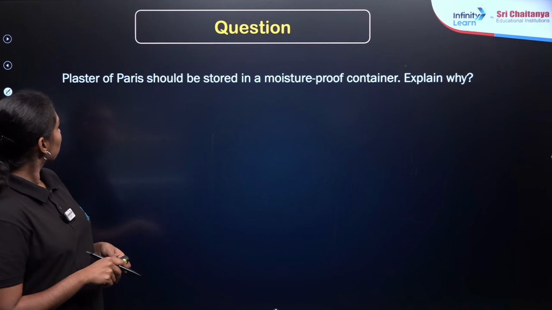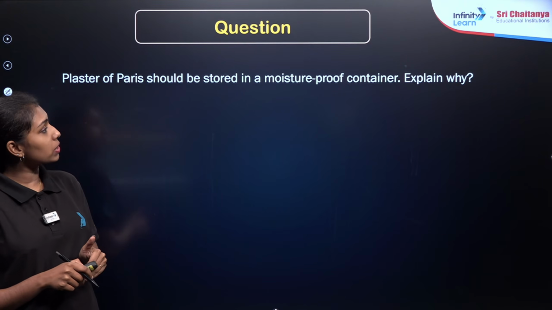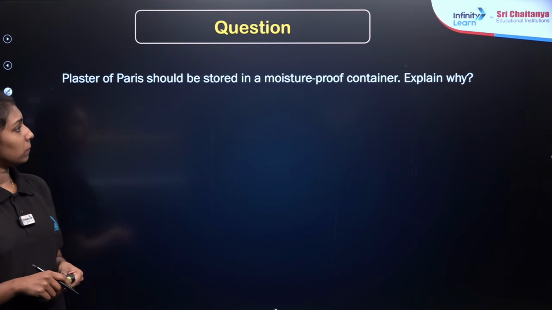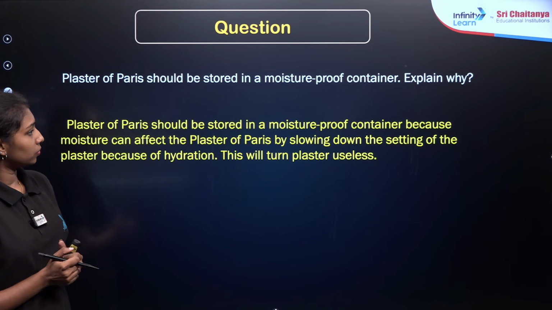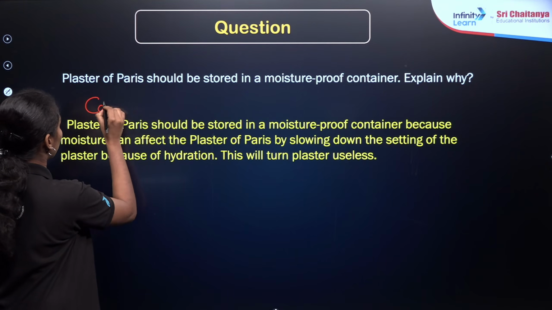Okay, this was the last. Okay, one more question is there. Plaster of Paris should be stored in a moisture-proof container. Explain why. So we know that Plaster of Paris is CaSO4 dot half H2O.